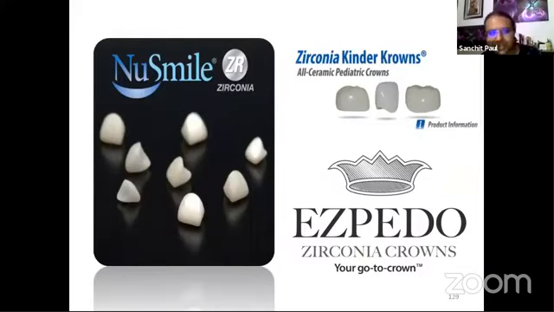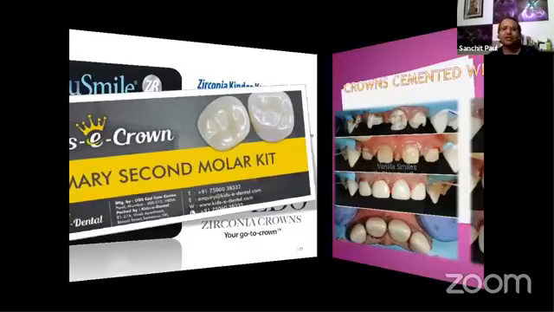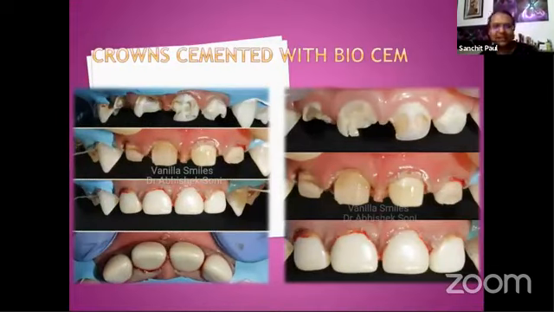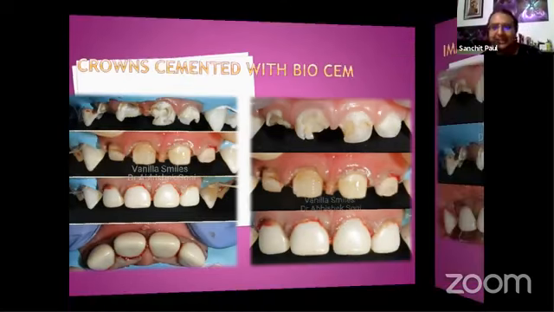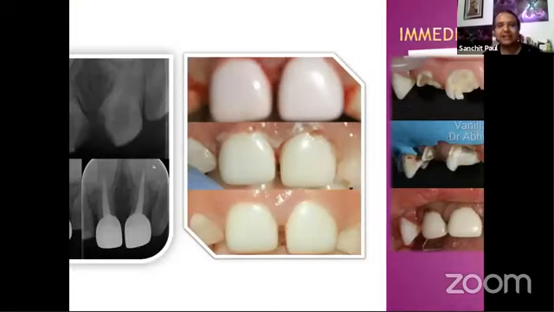We have a lot of companies, from New Smile, from Zicode, from Easy Pedo, from Kinder, and we also have our very own Kidsy crown, which is a made in India company. But again, these crowns give beautiful outcomes. I just want to quickly go through the case series, where we see the pre-op. If you see the pre-op, you can use any material in the world, it will not give the outcome that these beautiful crowns give.